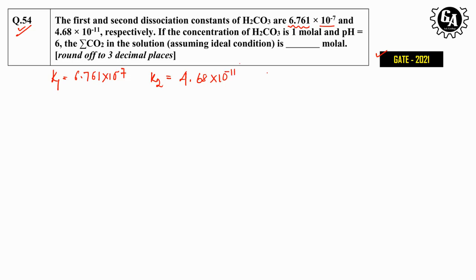And which species will be dissociated? That is H2CO3, and the concentration of H2CO3 is given to be 1 molar, and pH is given to be 6.